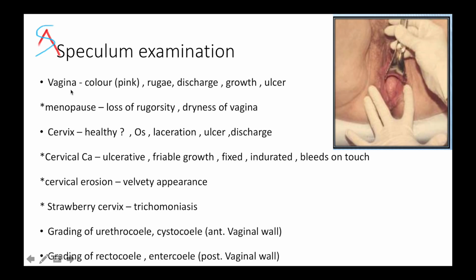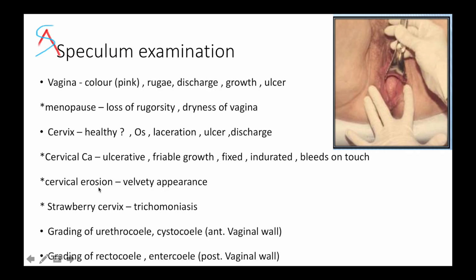For speculum examination, first you have to look at the vagina. The vagina would be atrophied with loss of rugosity. It would be dry in case of a menopausal woman. Generally the normal color of the vagina would be pink with presence of rugae. Look if there is any discharge, growth or ulcer in the vagina. Look if the cervix looks healthy or not. How is the os? Is there any laceration, ulcer or discharge? Generally in case of cervical carcinoma, there would be an ulcerative, fungating, friable growth which would be fixed, indurated and bleed on touch.